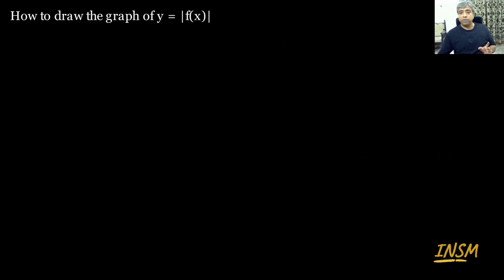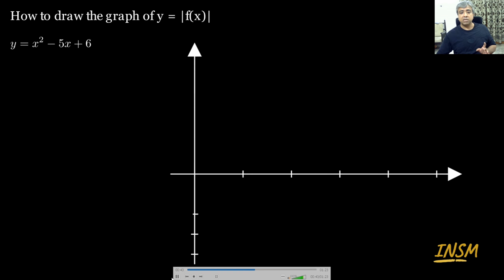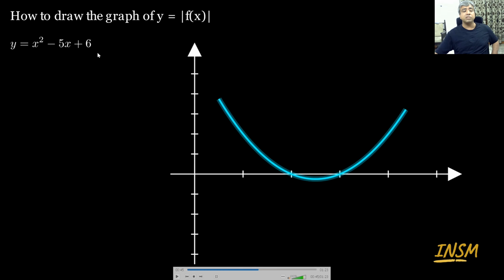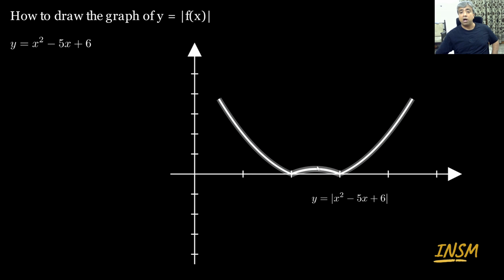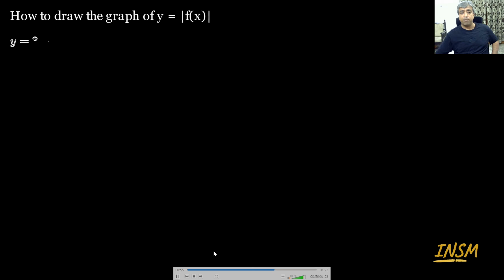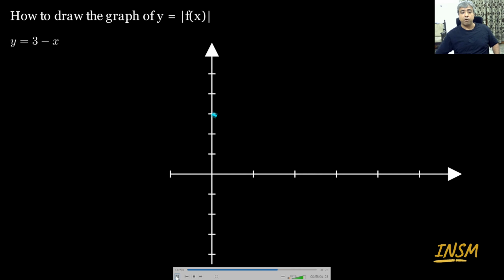So we'll see certain examples. Suppose we have to draw the graph of y equal to mod of x square minus 5x plus 6. So this is your x square minus 5x plus 6 graph with roots at 2 and 3. Now, if you have to draw the graph of y equal to mod fx, we just flip the portion of the graph below to above x-axis and we get mod fx. We'll see a couple more examples.